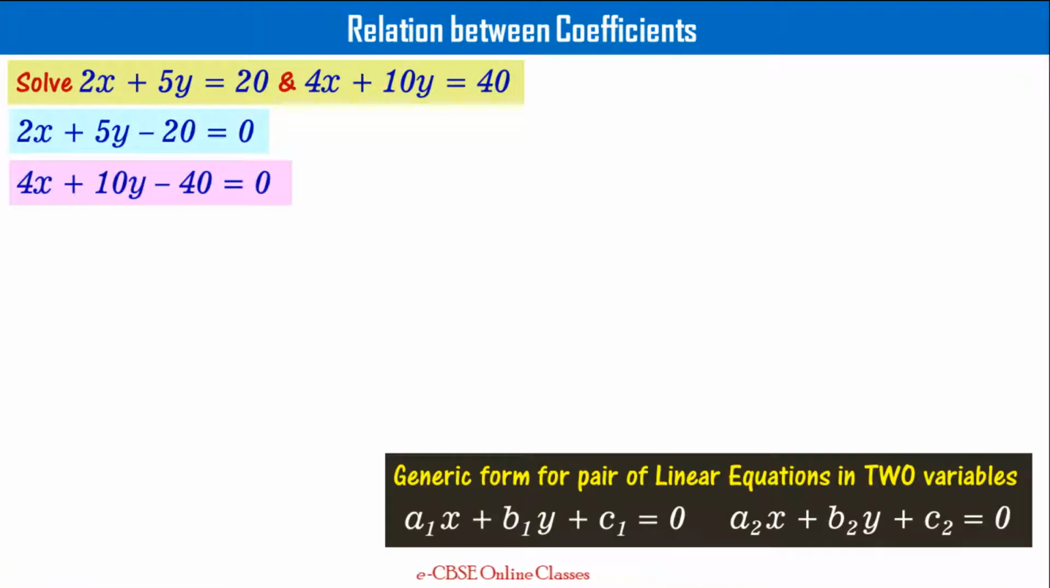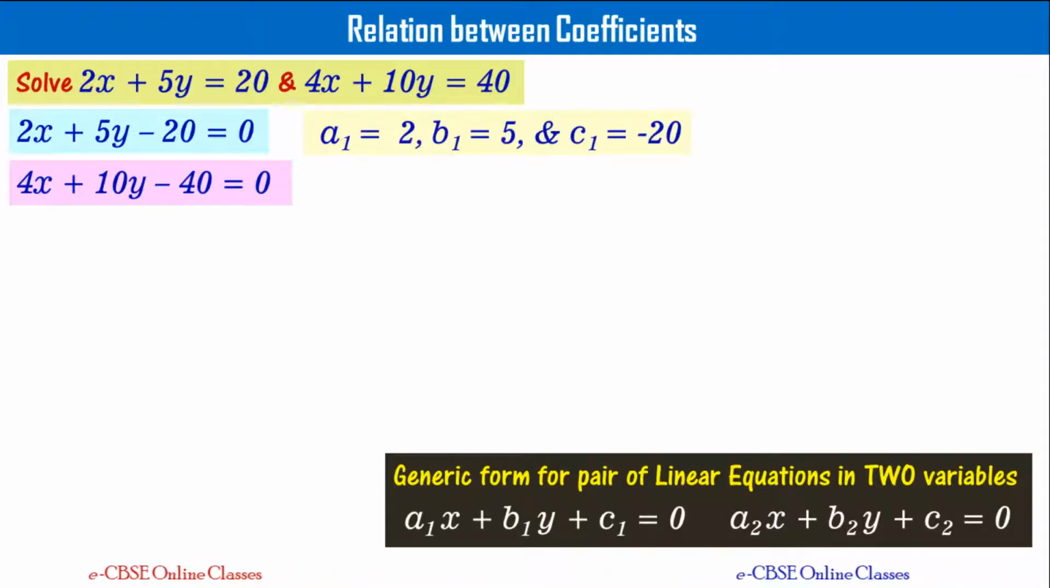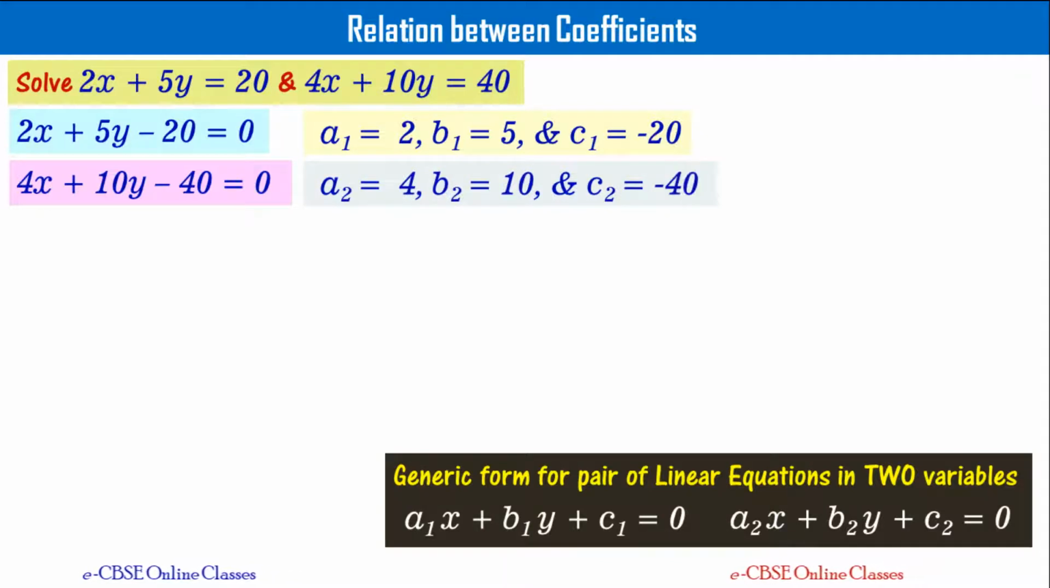and compare the first equation with a1x plus b1y plus c1 equal to 0 to say that a1 equal to 2 and b1 equal to 5 and c1 equal to minus 20, right? Similarly, when you compare the second equation with a2x plus b2y plus c2 equal to 0, you can say that a2 equal to 4, b2 equal to 10 and c2 equal to minus 40, right? Now let's take ratios of the coefficients.